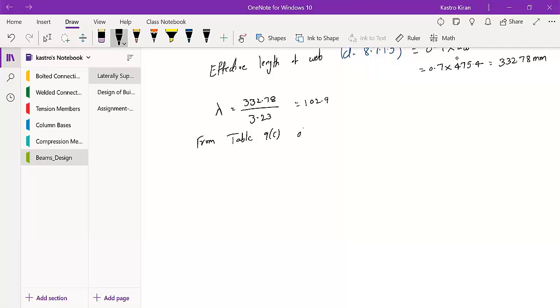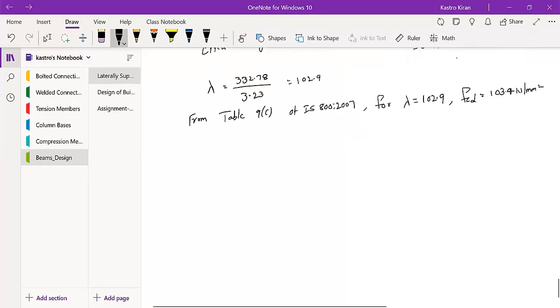So from Table 9C of IS 800:2007, for lambda equals 102.9, after interpolation, the value of FCD is obtained as 103.4 newtons per mm square. I have done the interpolation and I'm just directly writing the value. You know how to take the values for interpolation, so please remember that.